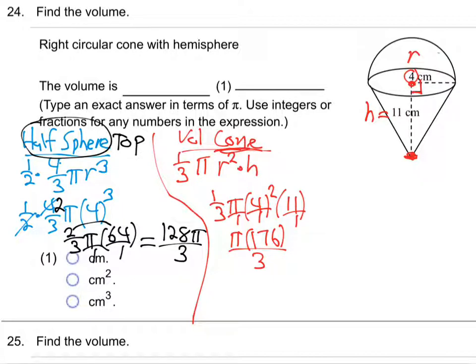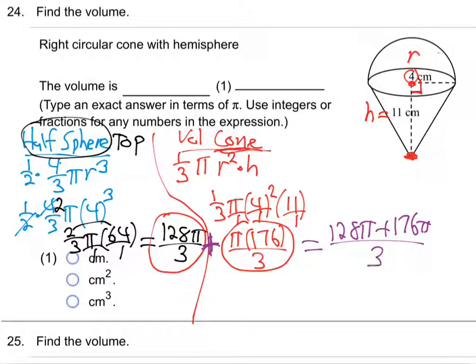So now we have the volume of the half sphere on the top and the volume of the cone base. Add those together to get the total volume inside the half dome top and the cone base. If you add 128 pi and 176 pi, they already have a common denominator. So just add them up. And I'm getting 304 pi over 3. And that's our answer, cubic centimeters.